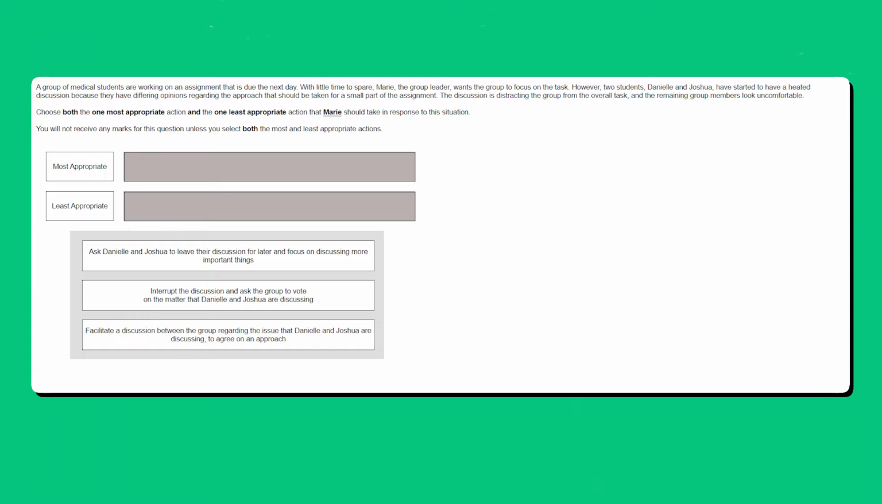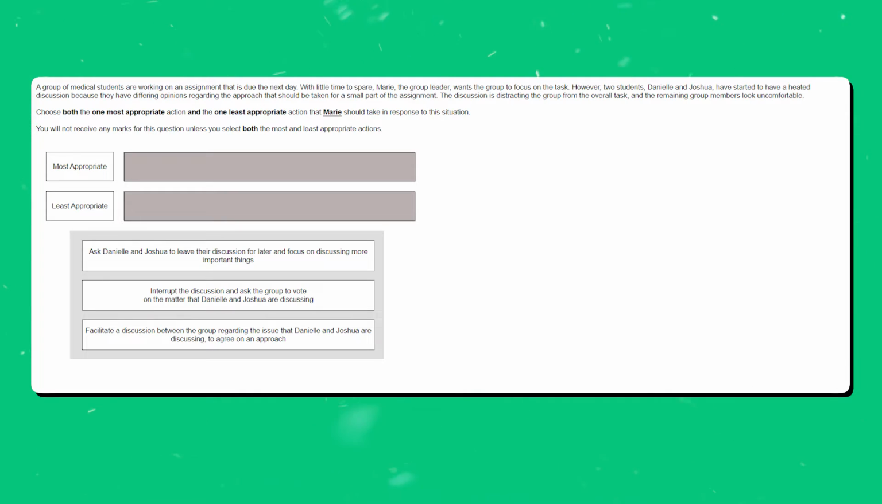With little time to spare, Mary, or Marie, the group leader, wants the group to focus on the task. However, 2 students, Danielle and Joshua, have started to have a heated discussion because they have differing opinions regarding the approach that should be taken for a small part of the assignment. The discussion is distracting the group from the overall task, and the remaining group members look uncomfortable.